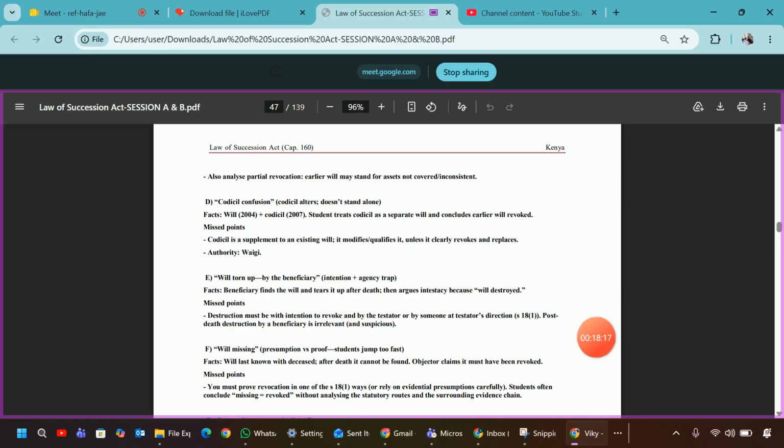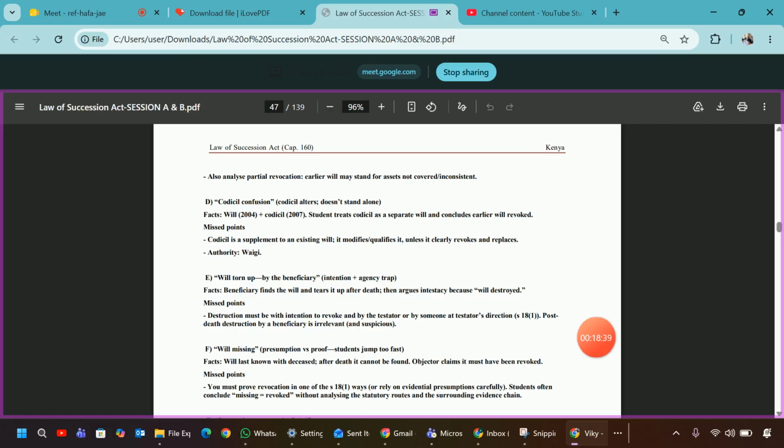E. Will turned up by the beneficiary. We have intention plus agency trap. Facts: the beneficiary finds the will and tears it up after death, then argues intestacy because the will is destroyed. The missed point is that destruction must be with intention to revoke and by the testator or someone at the testator's direction, pursuant to Section 18(1).